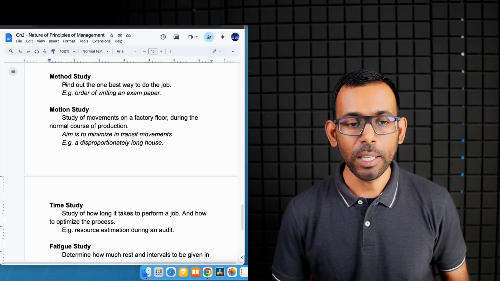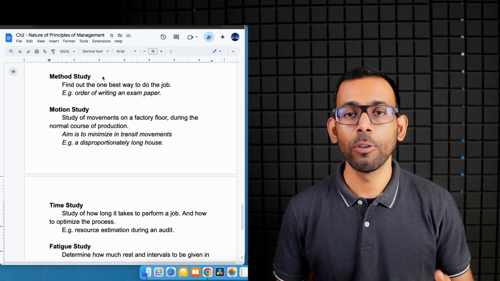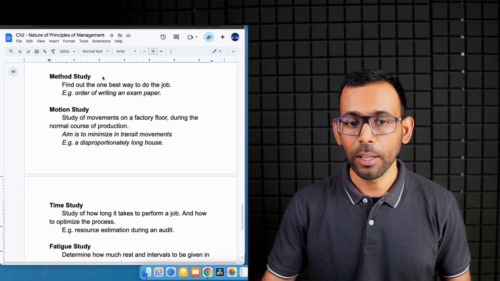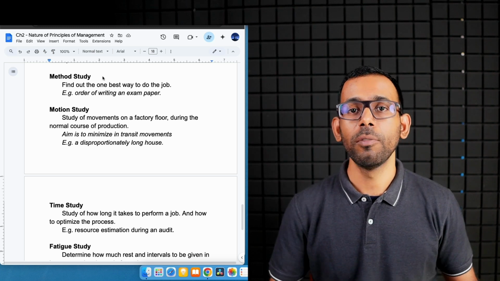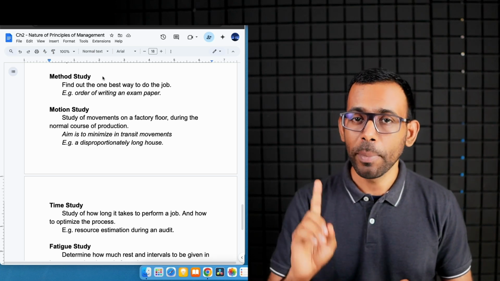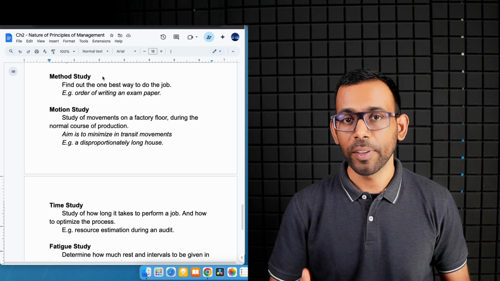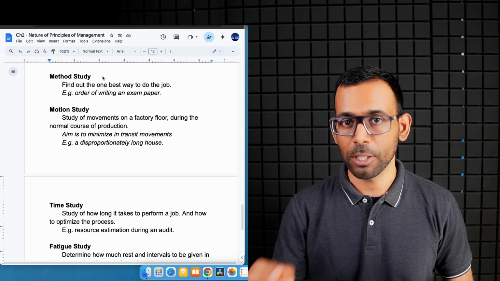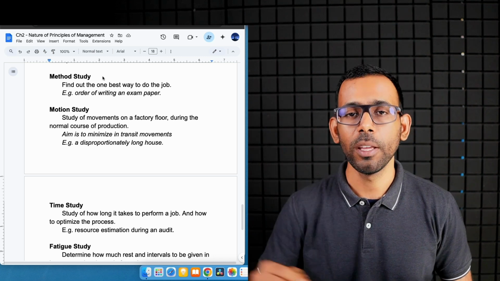So let's first see what is method study. Method study in simple terms is to find out the one best way to do the job. There are always multiple ways to get any job done, but there will always be only one best way to do that same job. Taylor's advice is to find out that one best way and do every time the same job in that best way possible.